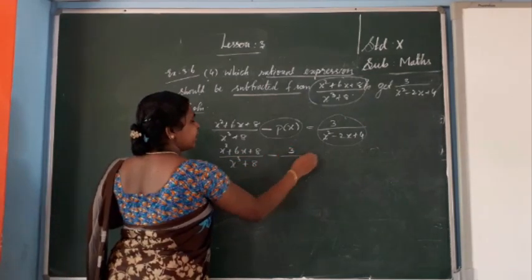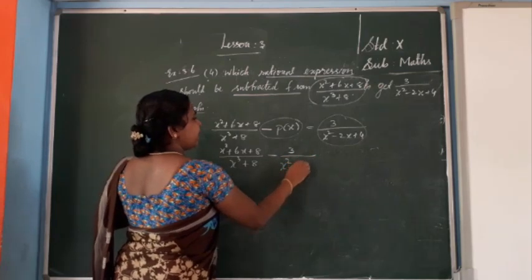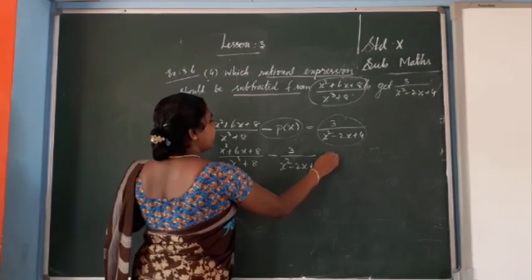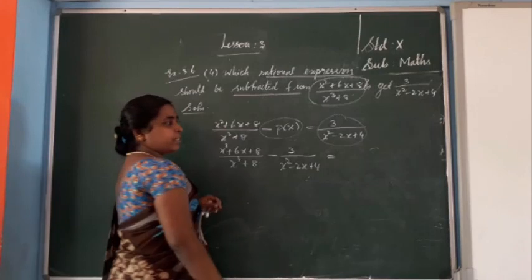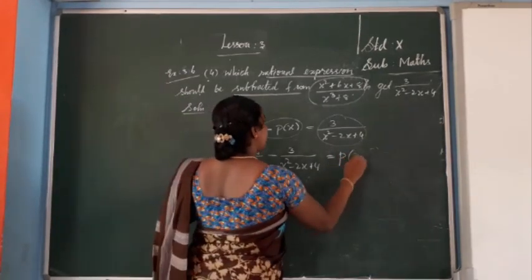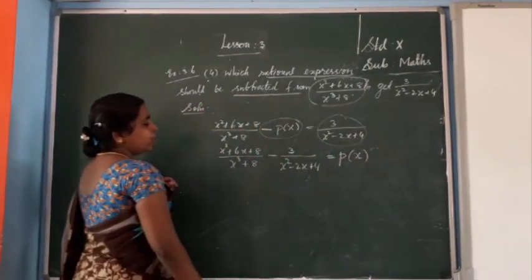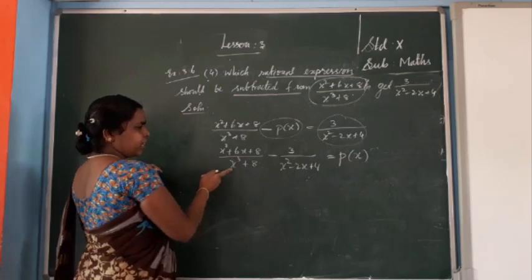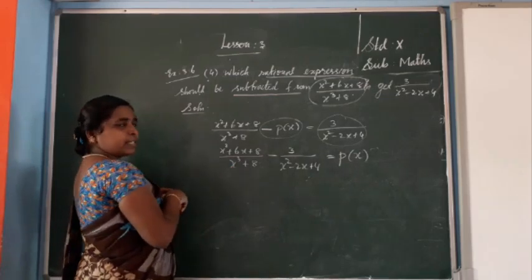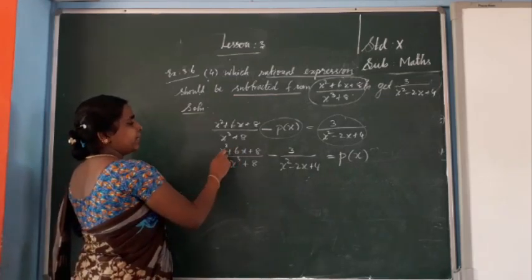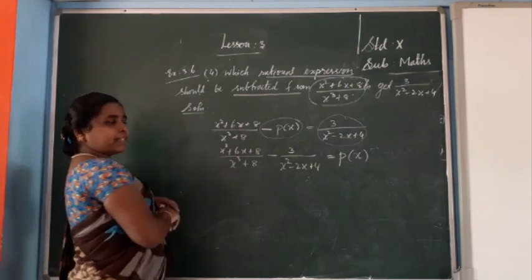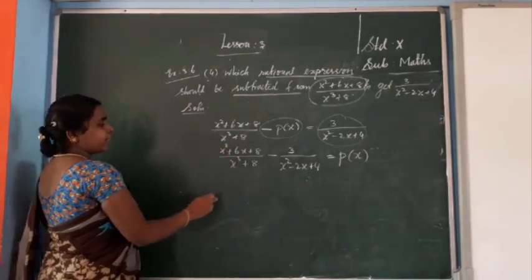So minus 3 by x square minus 2x plus 4 equal to, so minus p of x, if you are taking right hand side means p of x. Okay, plus. Now you see this. So denominators you have to subtract, isn't it? Before that, if you can factorize, you factorize that. So here you can factorize.